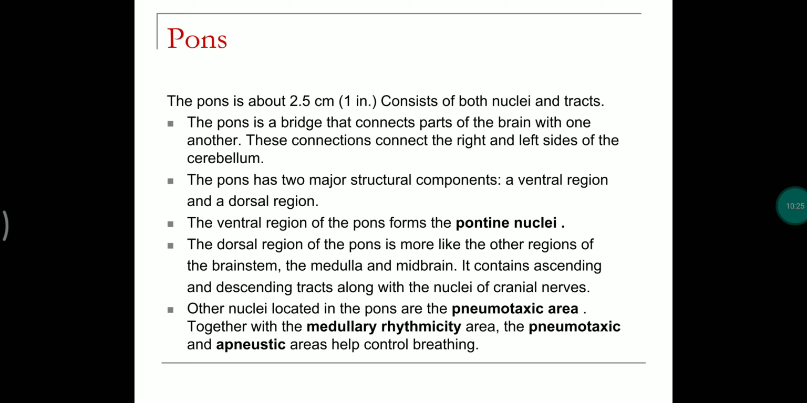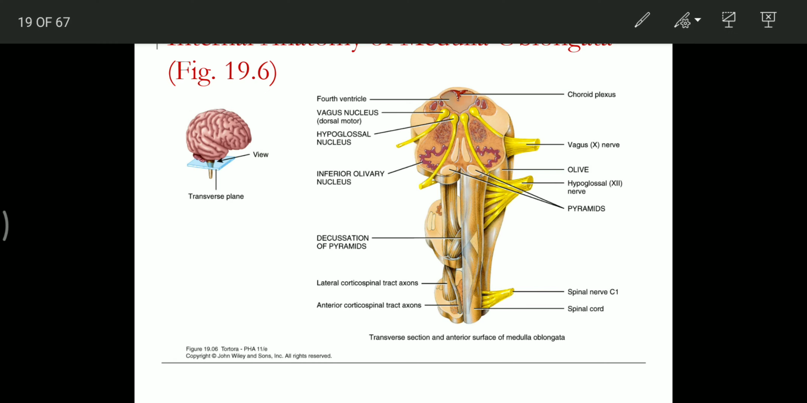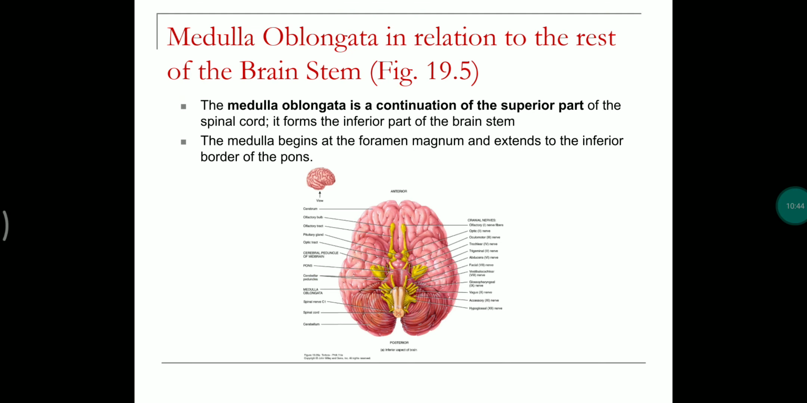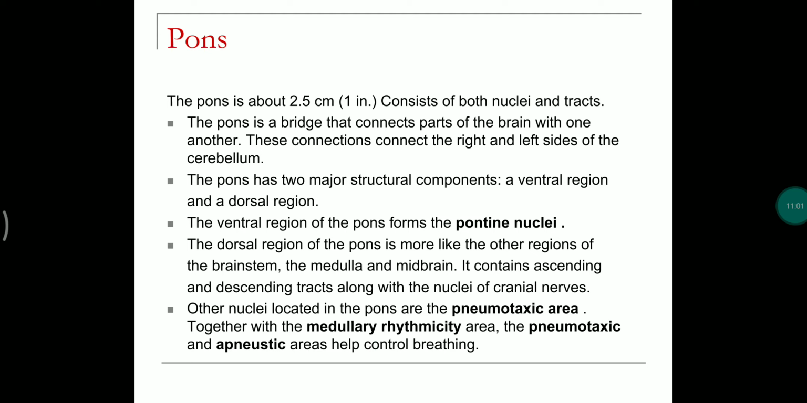Coming to the structures of the brainstem, the first one is the pons. So here are the ventricles. Here we can see the lateral ventricles that are present in the cerebrum. And the medulla oblongata. The medulla oblongata is the continuation of the spinal cord, superior to the spinal cord. The medulla comes out of the brain through a space called the foramen magnum.